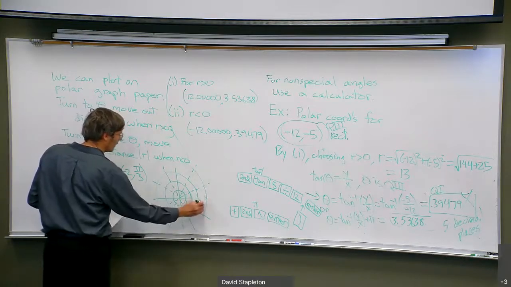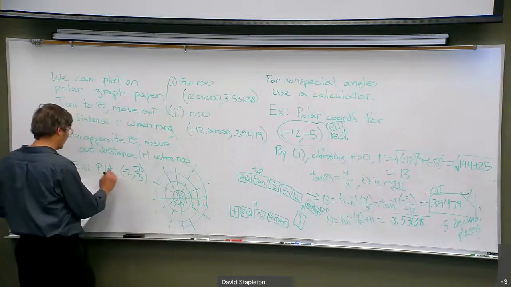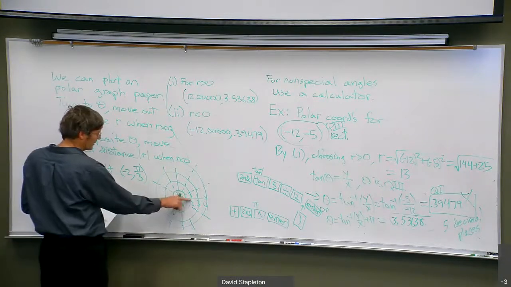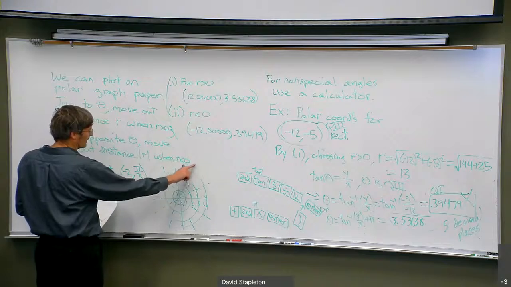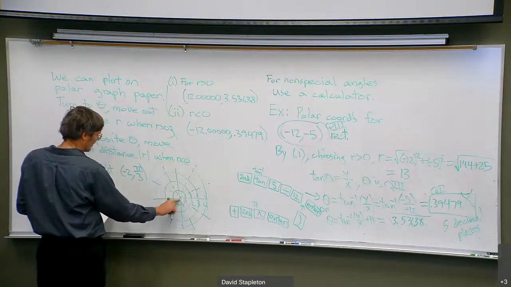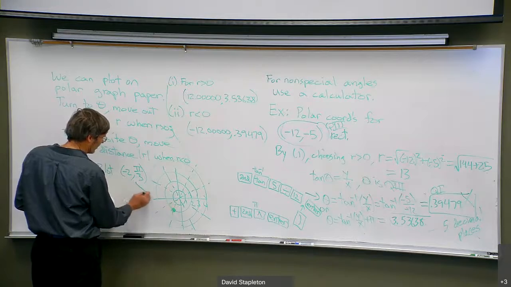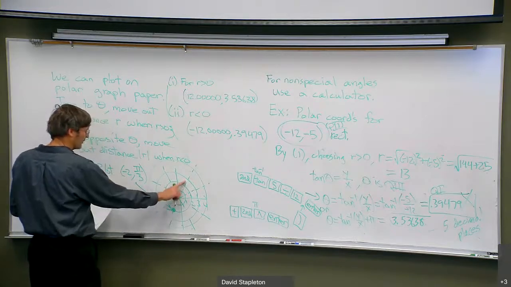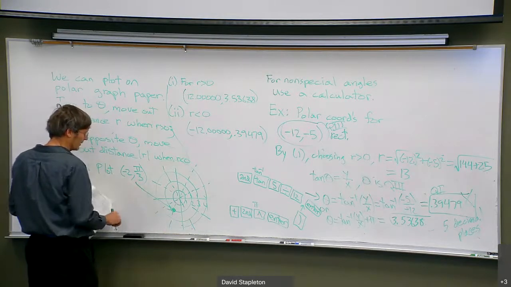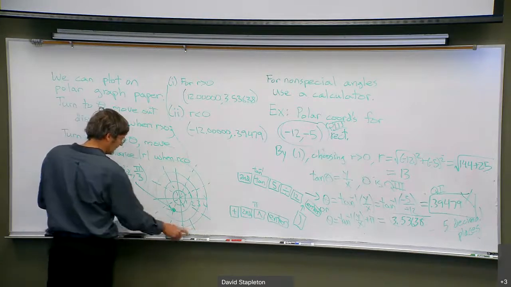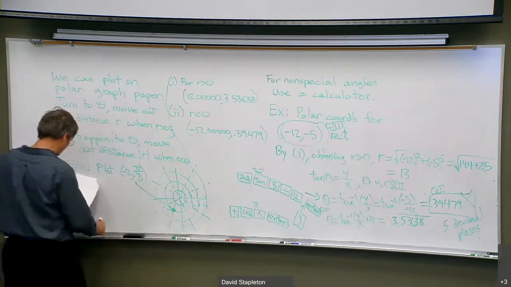Now it says plot this point (-2, π/3). So I turn to the angle π/3, which is right here, 60 degrees. And then I back up 2 units, 1, 2, and I plot it right here. That's that point. Turn to π/3, back up 2 units. Let's try another one. That's polar graph paper.